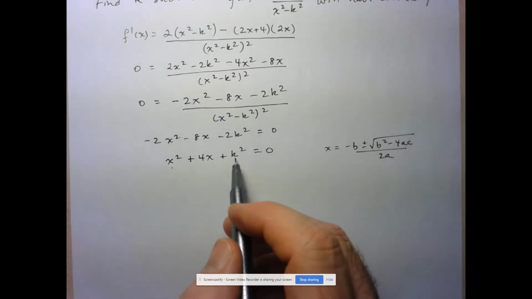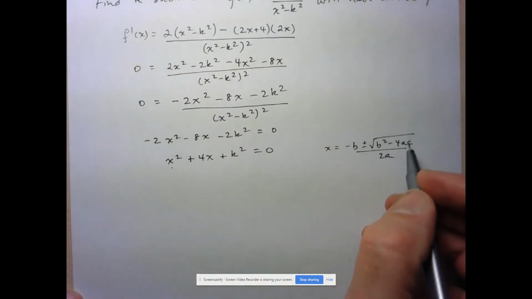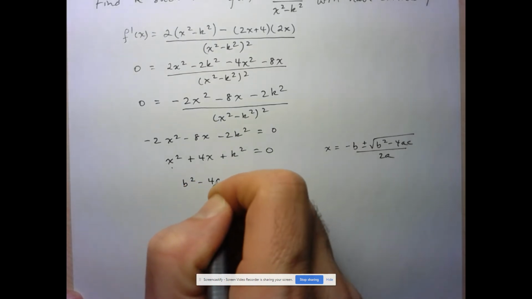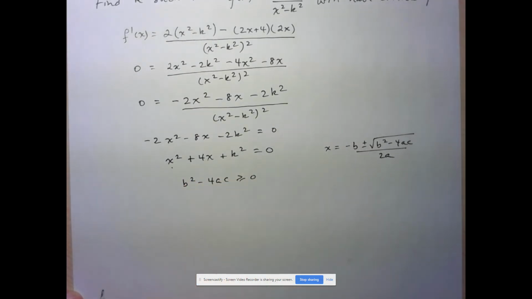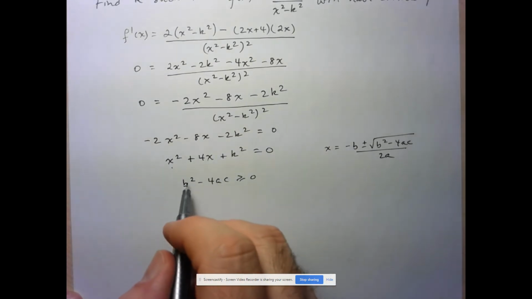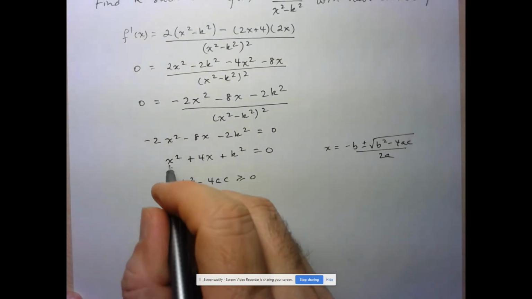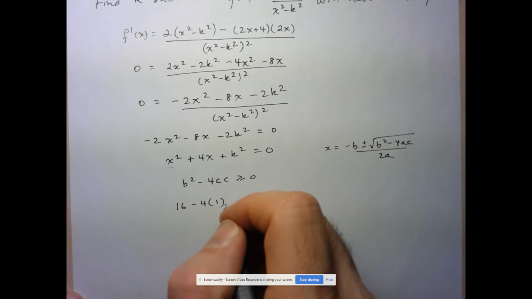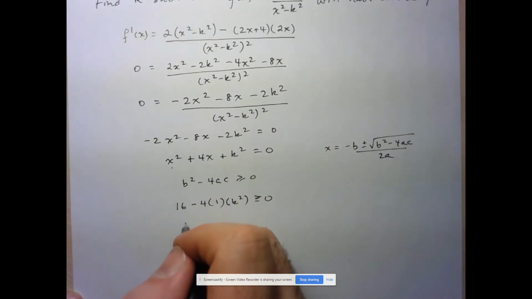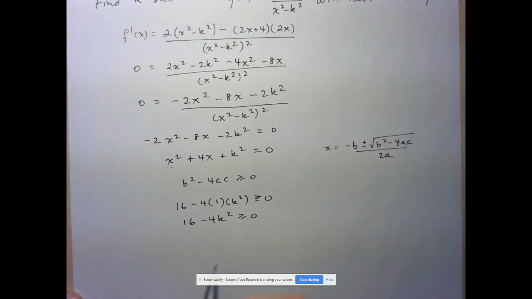So in order for this equation to have a solution, we need b squared minus 4ac to be greater than or equal to 0. This is what we have to establish, and hopefully from there we can determine what k values will satisfy this. Let's write this out. b squared, so 4 squared is 16, minus 4 times 1 times our c, which is just k squared, has to be greater than or equal to 0. So we have 16 minus 4k squared greater than or equal to 0.